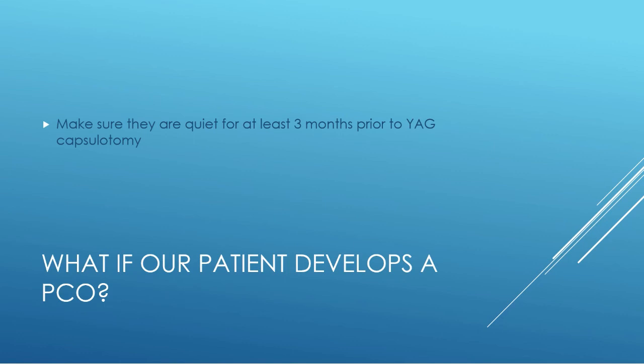Another question that I hear quite commonly is, what if our patient develops a posterior capsular opacification, particularly in our patient who's had recurrent episodes of inflammation following cataract surgery? I would want to make sure to have the eye quiet for at least 3 months prior to performing a YAG capsulotomy, just to make sure that you don't induce any rebound inflammation with that treatment.